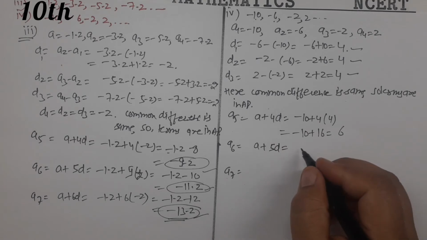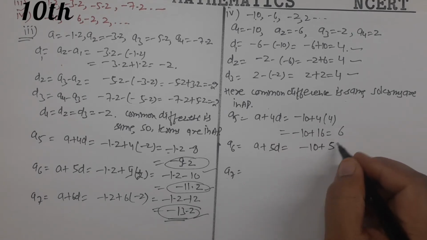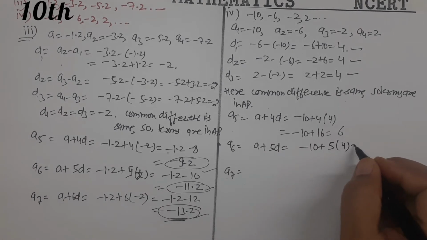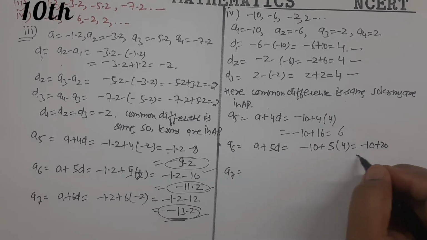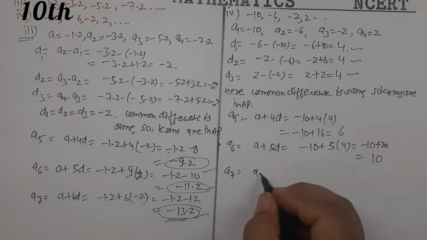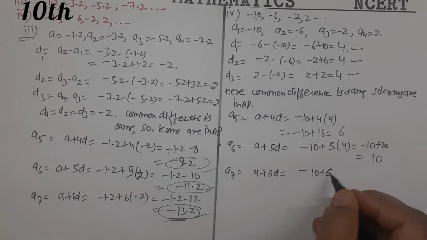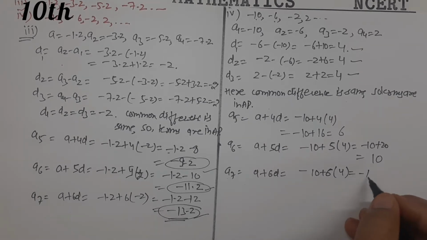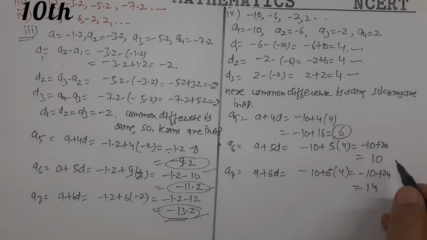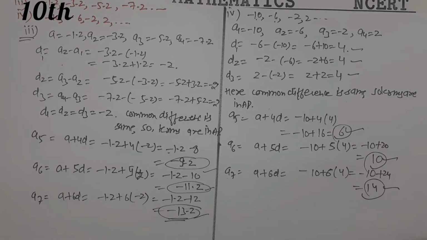Easy questions. Scoring chapter also. a plus 6d, 6 into 4 makes 14. Hence the 3 more terms are 6, 10, 14. That is the answer.